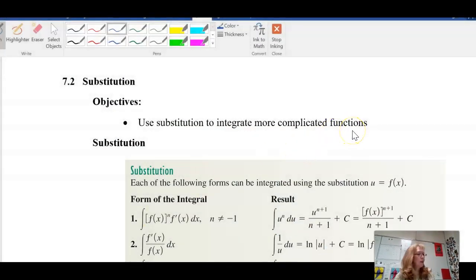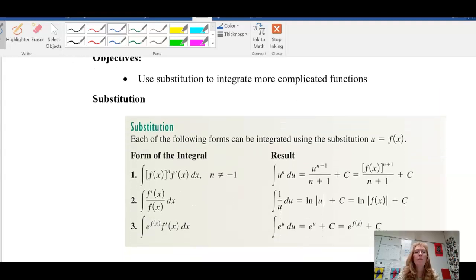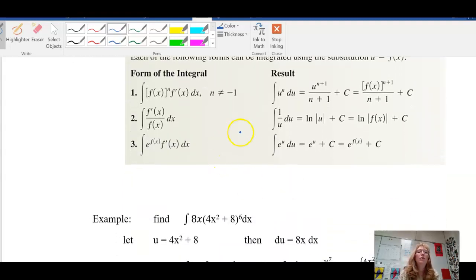All right, we're going to use substitution to integrate a more complicated function. So the functions are not near as pretty is what's going on here. So right here, these are some of your rules. And this one here is extremely weird, but important.